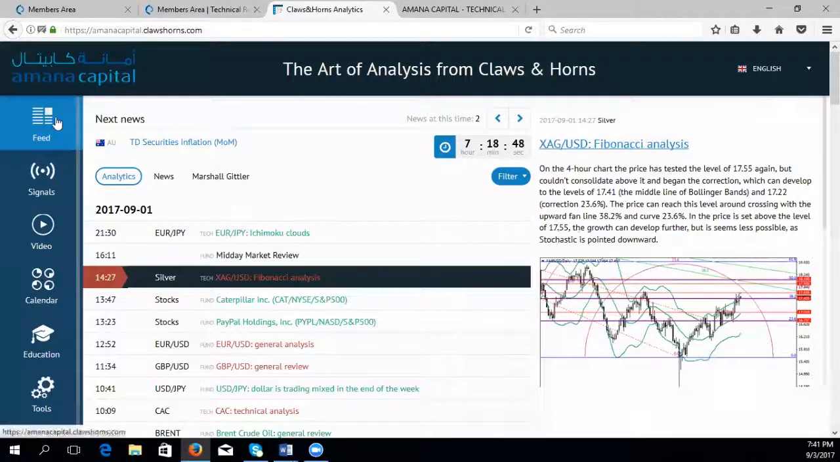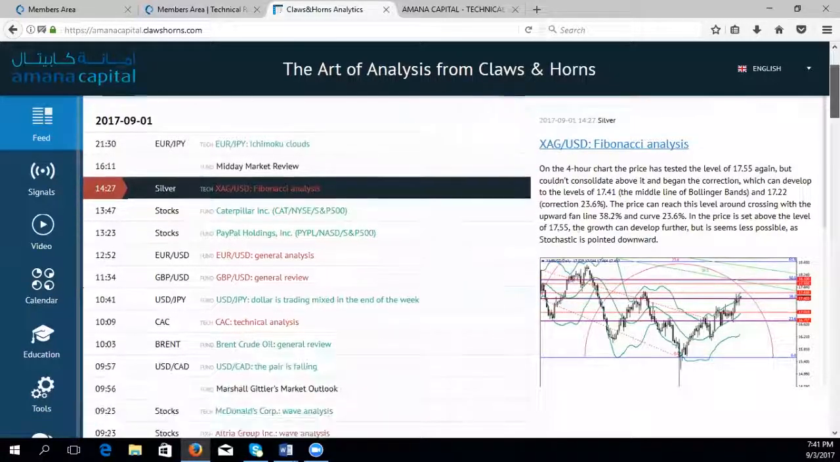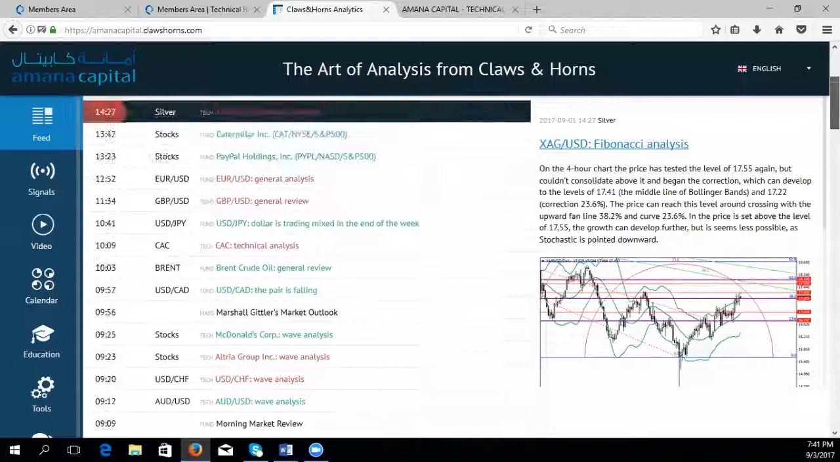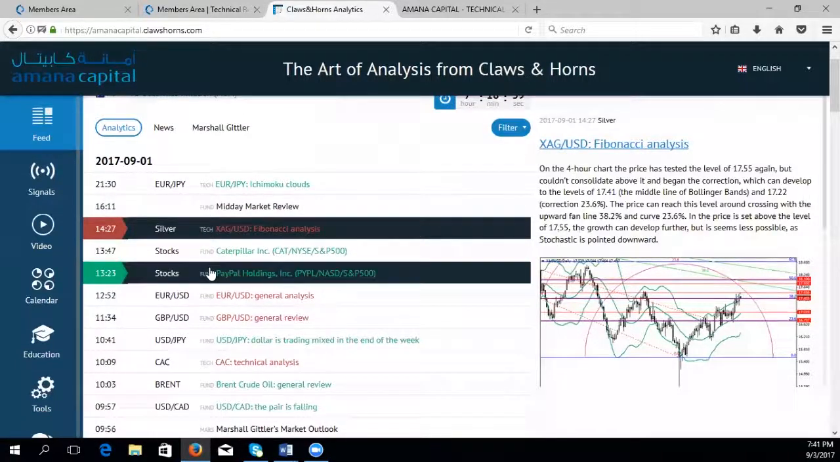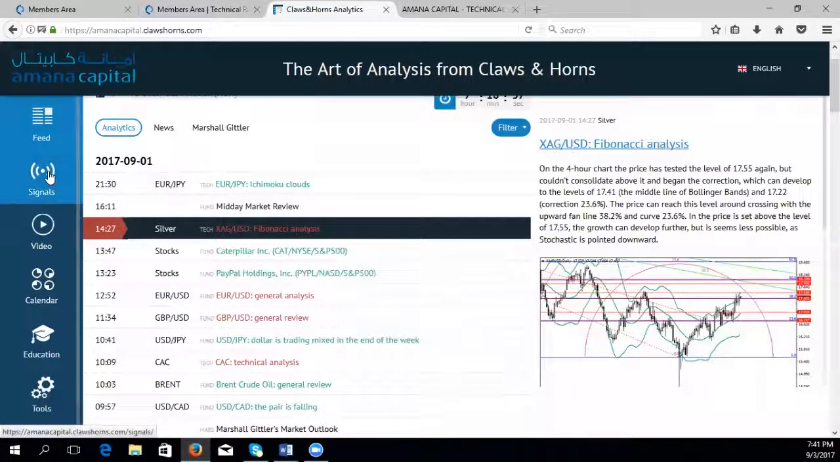analysis. Okay, so those are in the feed section. You can again select the required element you would like to trade with from here.